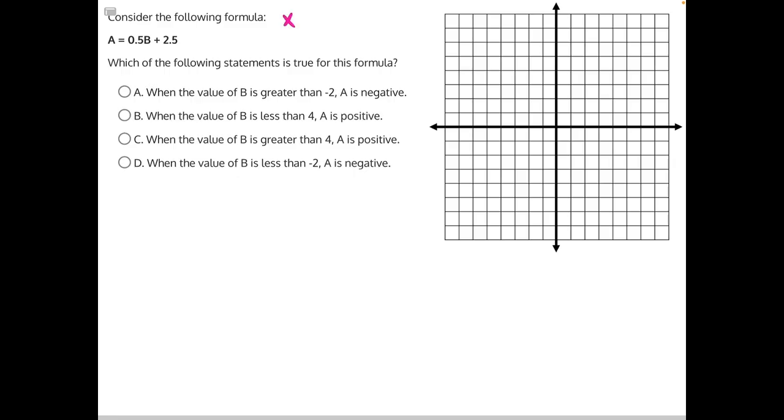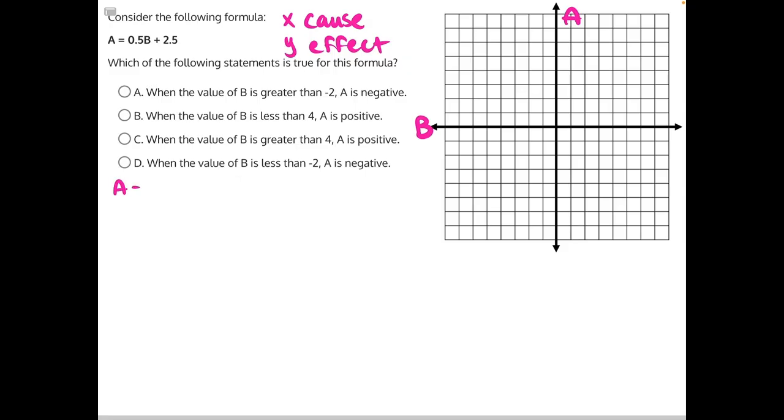Normally, our x-axis is our cause variable that will affect our y variable, and we can see that relationship in our answer choices. When b is greater than or less than something, that affects what A is. A is either negative or positive as a result. So that means B is our cause variable, A is our effect variable, meaning we can label B as our x-axis and A as our y-axis. Now we can start looking for our A and B intercepts.